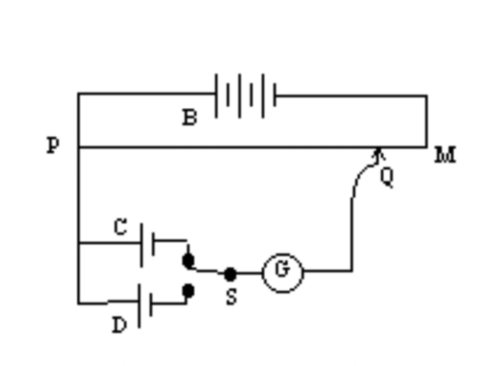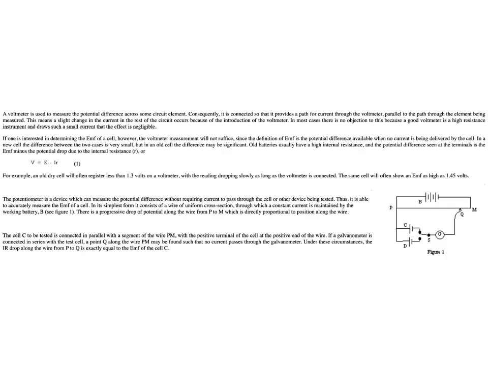It has a cell in series with the galvanometer, which is set to oppose the potential between the ends of the wire. This is achieved when a slider or a jockey is moved until it shows no deflection and no current flows through the cell.